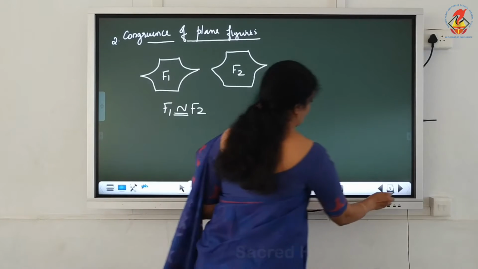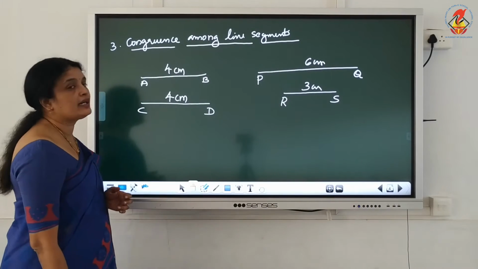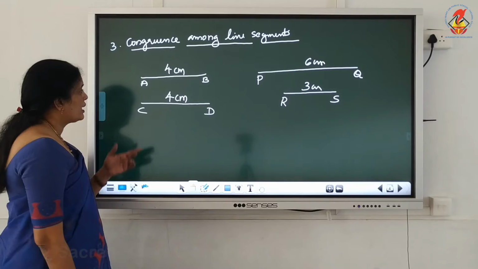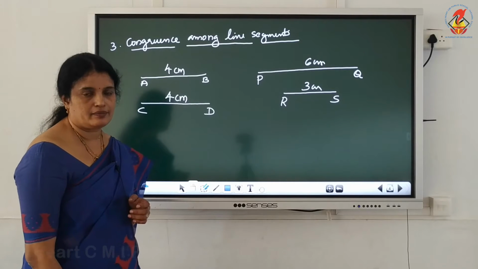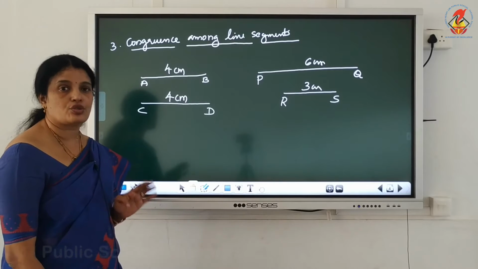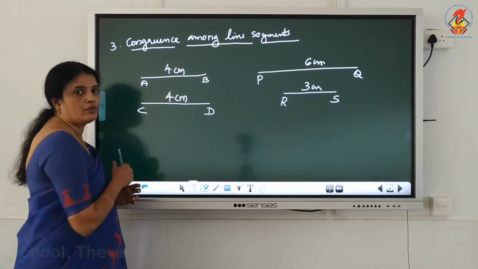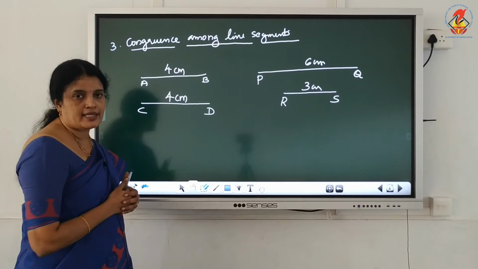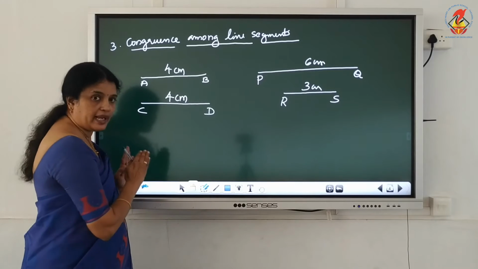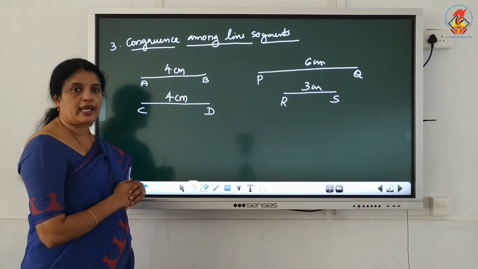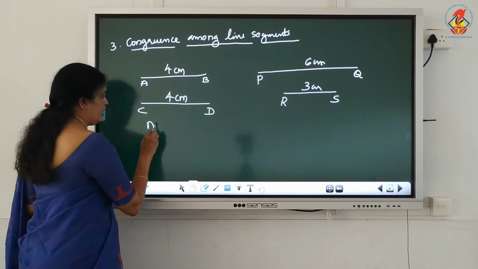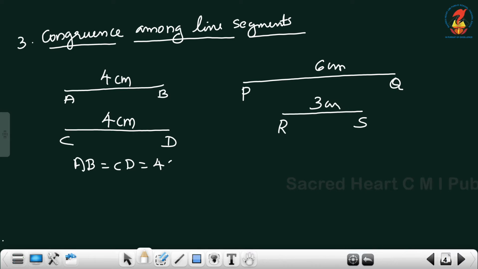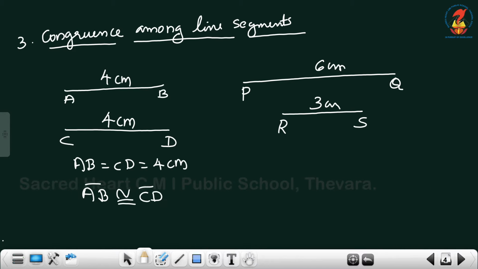And next one, congruence among line segments. AB is 4 cm, CD is 4 cm. You can use the same method, the superposition method. Trace a copy of line segment CD and place it on line segment AB. It covers exactly and completely. That means AB equals CD equals 4 cm, so these two are congruent. How can you write it? Line segment AB congruent to line segment CD.